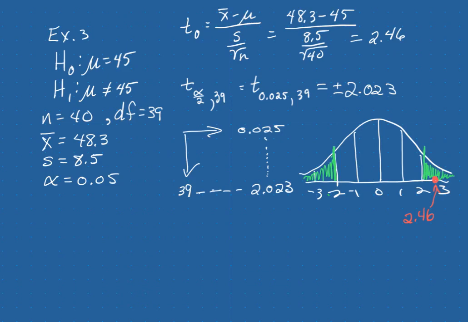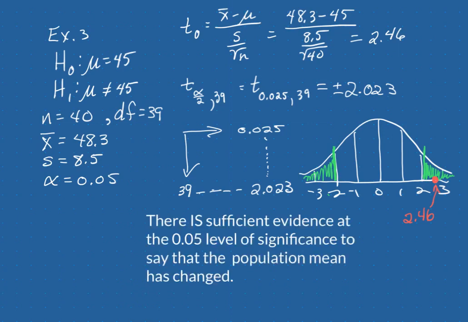Is there sufficient evidence? Is that value in the critical region? Oh, yes. So yes, this time we have significance. There is sufficient evidence at the 0.05 level of significance to say that the population mean has changed.